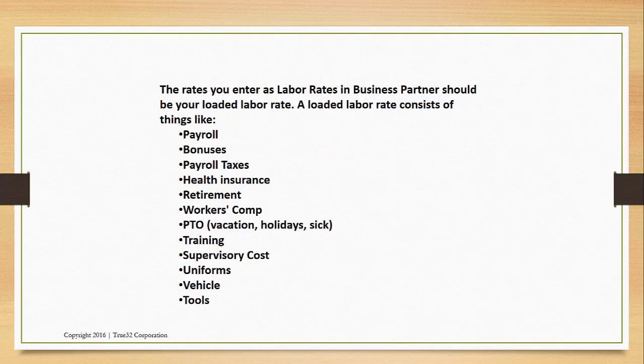The rate you enter as labor rates in Business Partner should be your loaded labor rate. A loaded labor rate consists of things like payroll, bonuses, payroll taxes, health insurance, retirement, workers' comp, paid time off, training, supervisory costs, uniforms, vehicles, tools. Anything that is considered compensation to your employee or a benefit to your employee needs to be part of this number that makes up this loaded labor rate.